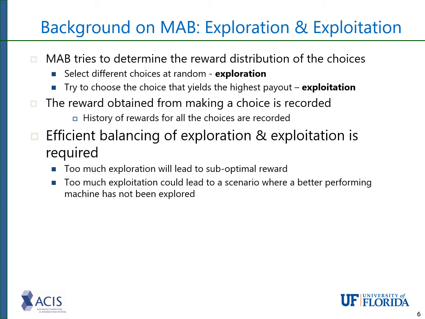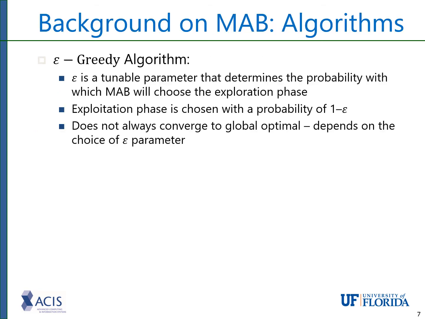Efficient balancing of these two phases is required because too much exploration will lead to suboptimal reward, and too much exploitation could lead to a scenario where a better performing choice has not been explored. Algorithms have been developed to find the sweet spot. We'll be discussing two such algorithms in this talk.